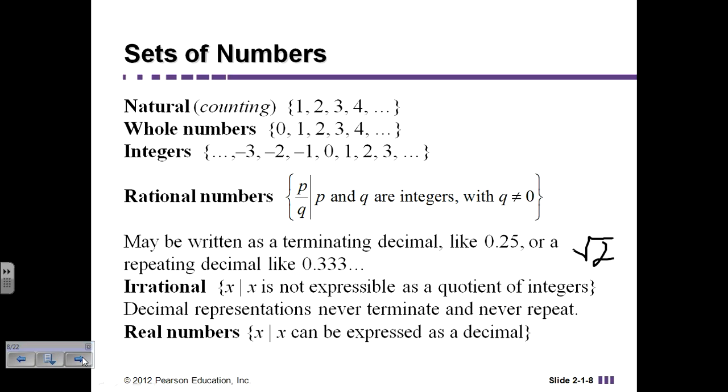Real numbers is all of the numbers x such that x can be expressed as a decimal. Basically, real numbers are all numbers: rational, irrational, integers, whole numbers, natural numbers. Any number can be written as a decimal. It might not terminate, it might not repeat, but it can be written as a decimal.